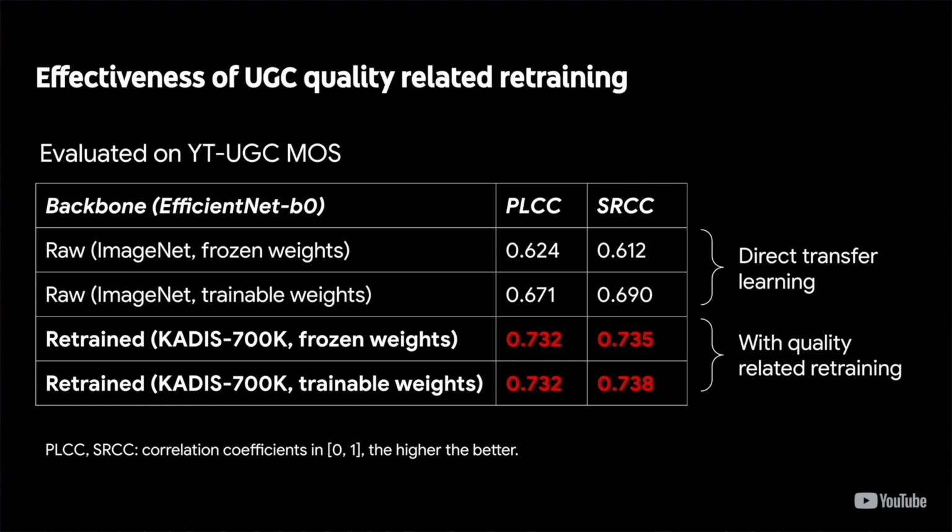Previously, we have discussed that there are multiple factors related to UGC quality. So in practice, we proposed to retrain multiple subnetworks. Each subnetwork focuses on one quality aspect.